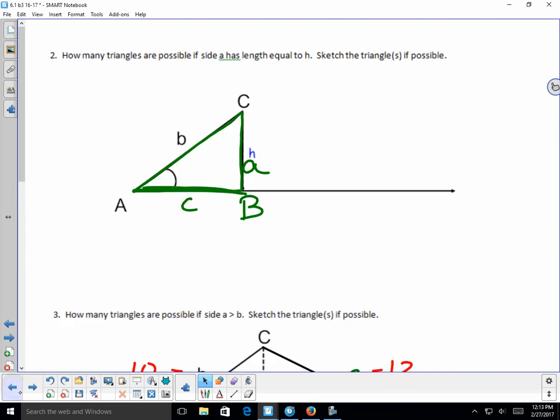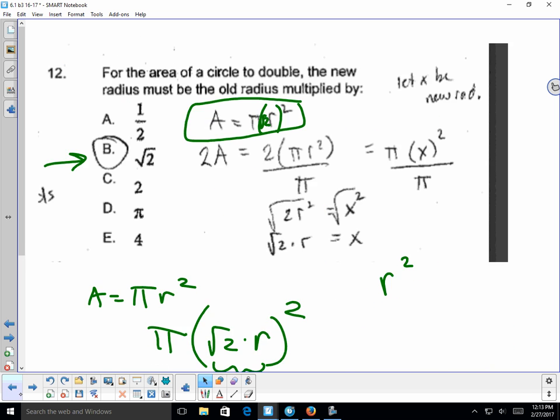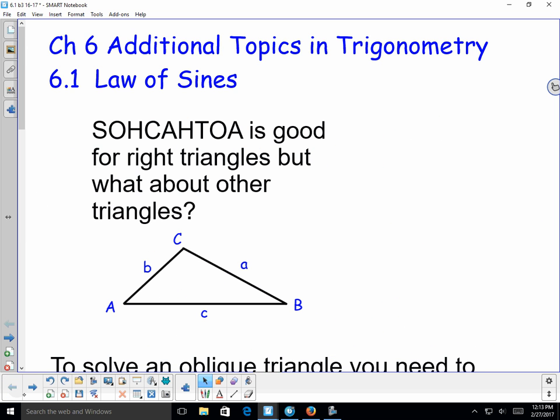We started off here. Oh, boy. All that good stuff. There we go.